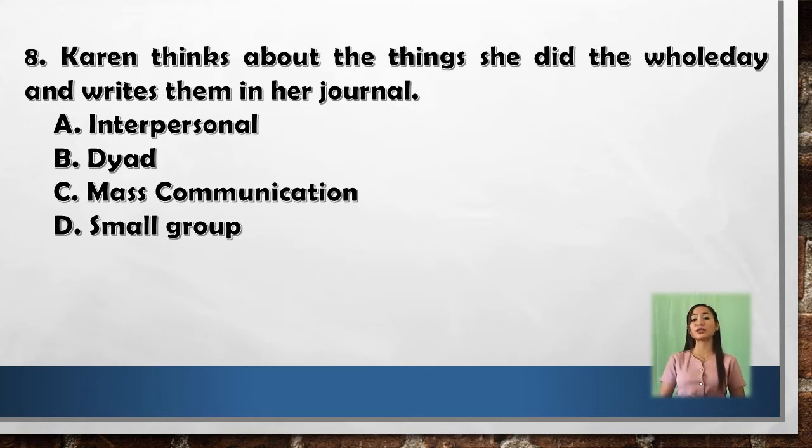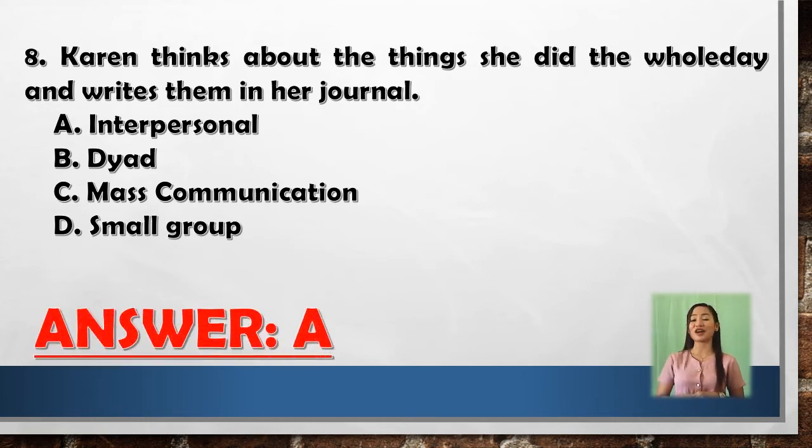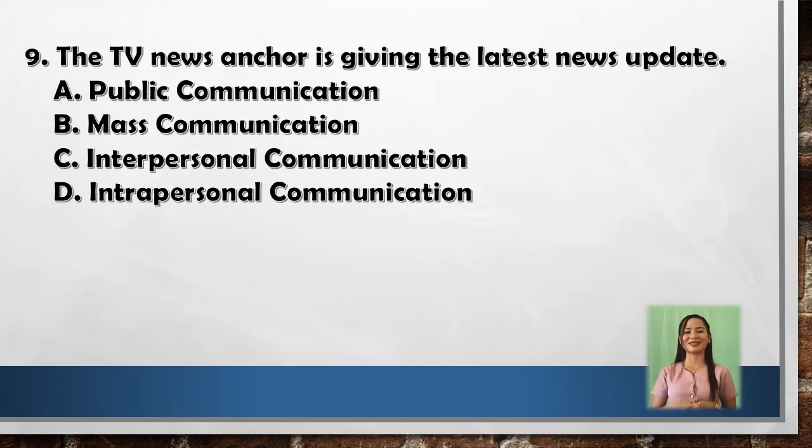Number 8. Karen thinks about the things she did the whole day and writes them in her journal. Is it A. Interpersonal, B. Dyadic, C. Mass communication, or D. Small group? And the answer? Very good. That is letter A.